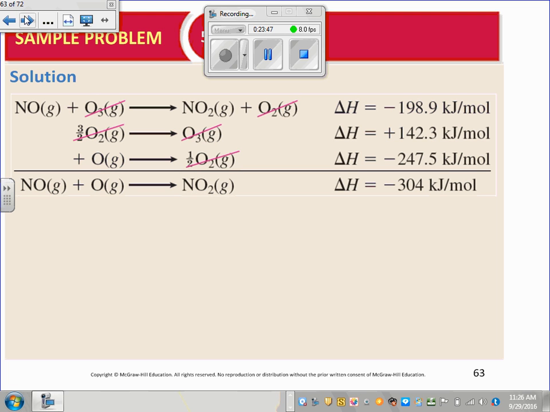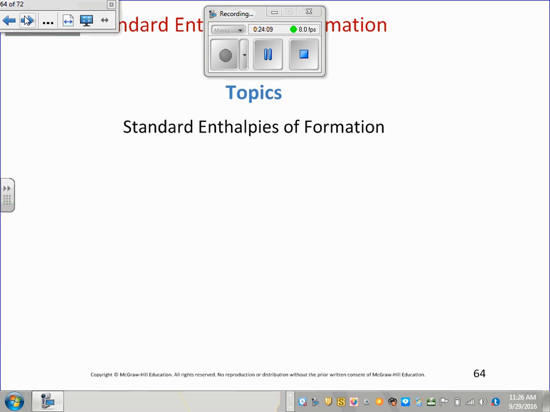That tells me if I react nitrogen monoxide with ozone to give me nitrogen dioxide plus oxygen, I'm going to liberate heat. It's going to be an exothermic reaction. These are kind of fun to do. And I'm going to pause here.